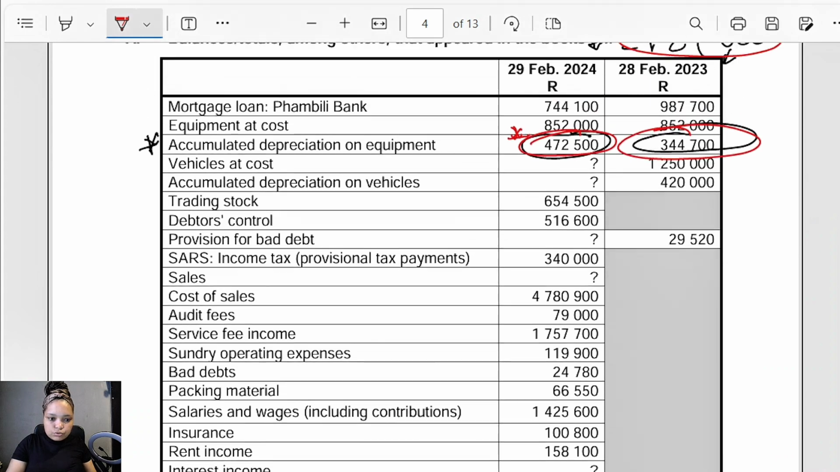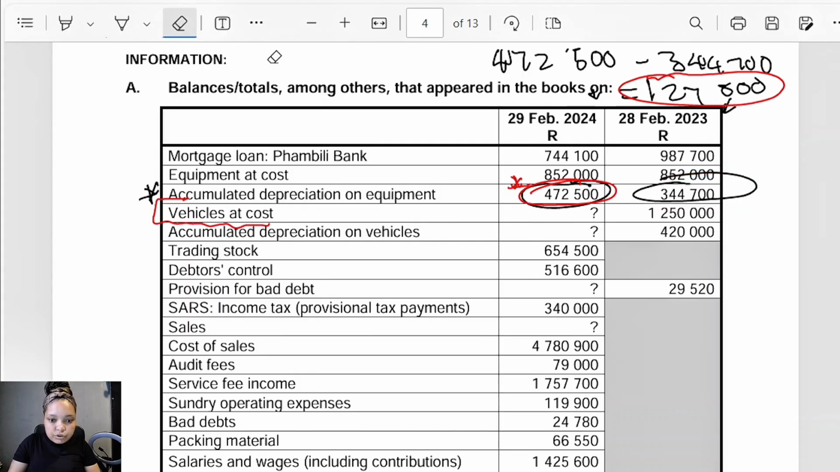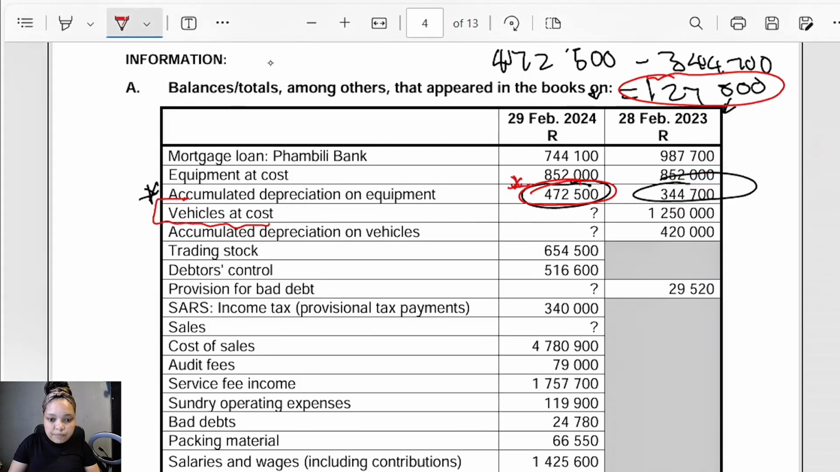We're going to go to our books here, and remember that we're dealing with vehicles at cost. For this part we're only given last year's financial year amount, and we do not have the one for this current financial year, which is 2024. So I have to calculate it, right? So what must I do?